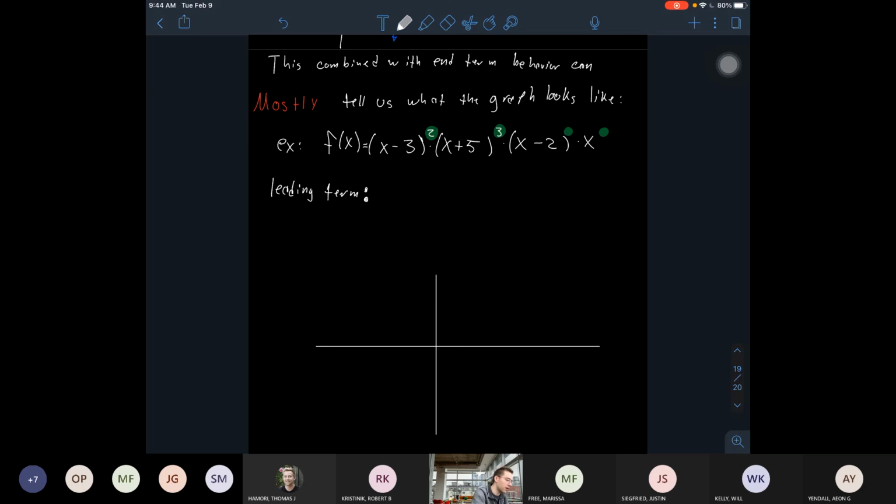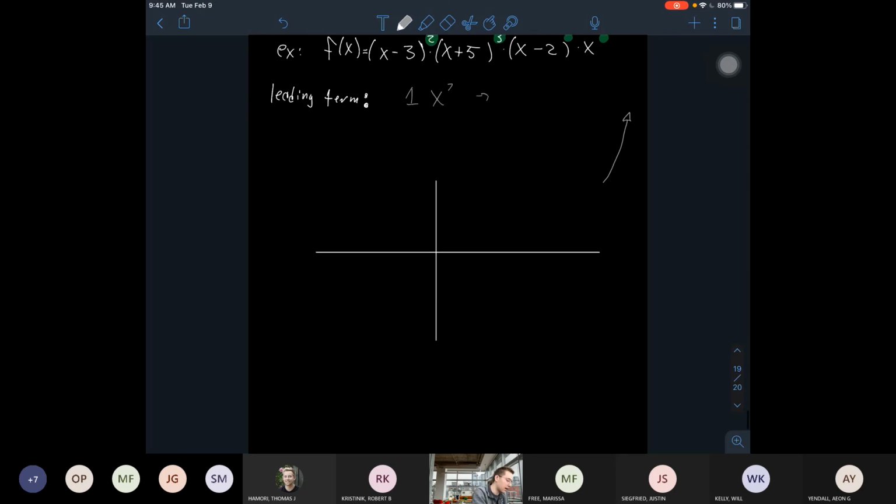So the leading term here, if we were to FOIL all of this out, and it would take us a really long time, would just be 1 times x to the power, well, we would collect all the possible powers. This first one would give us x squared, x cubed, that gives us x to the 5, times x, it's x to the 6, times x to the 7th. So our total power of x is going to be 7. So we know our ends look something like up on this end and down on this end.